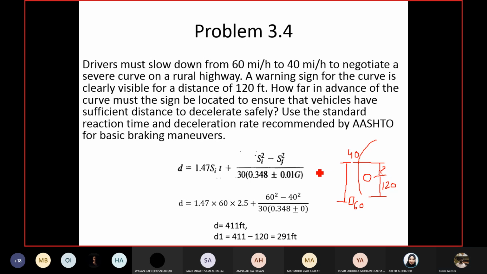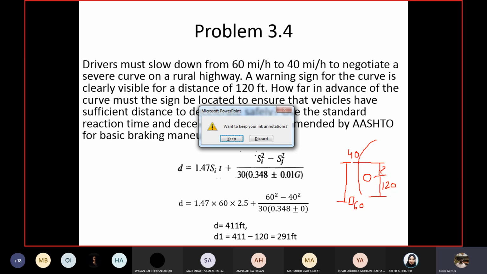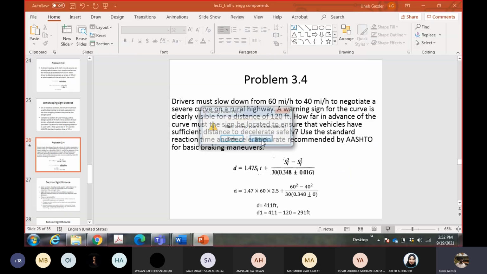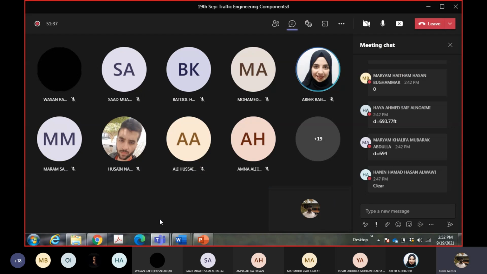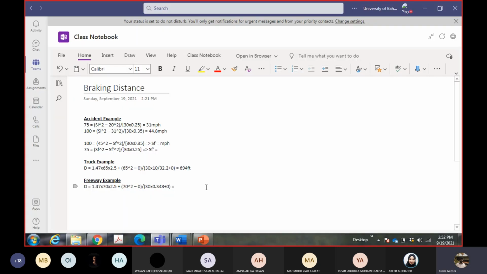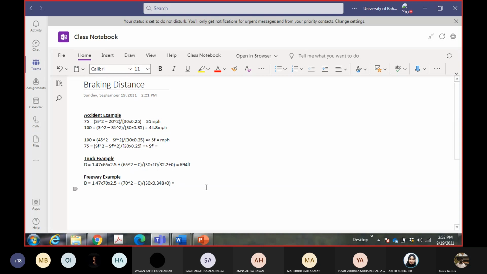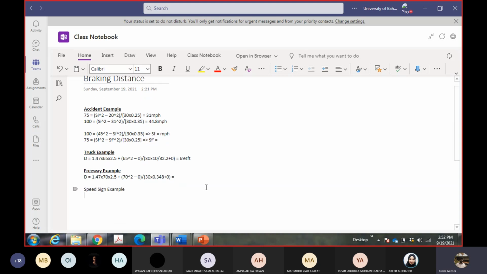Any question in this solution? Otherwise I will tell you the variation. What can be the variation here? Any question in this one? Clear? So, speed sign example. What can be the variation?